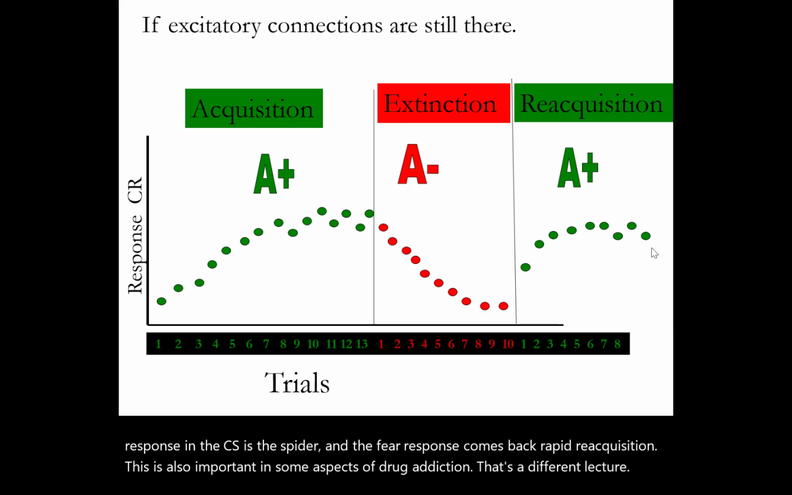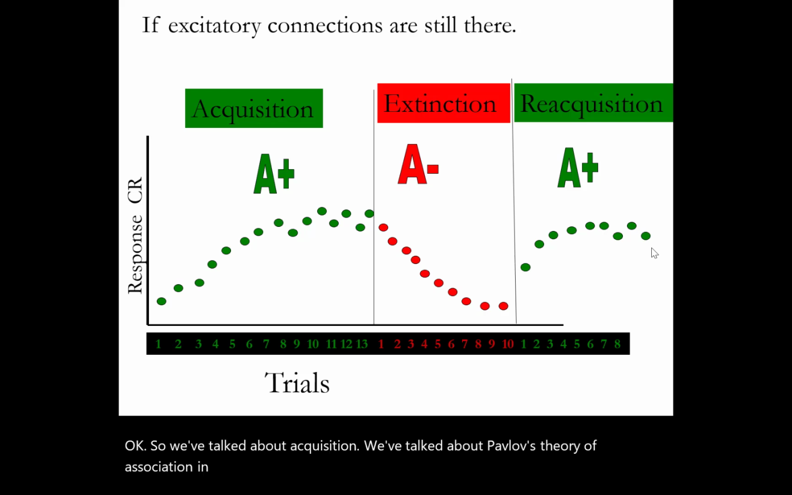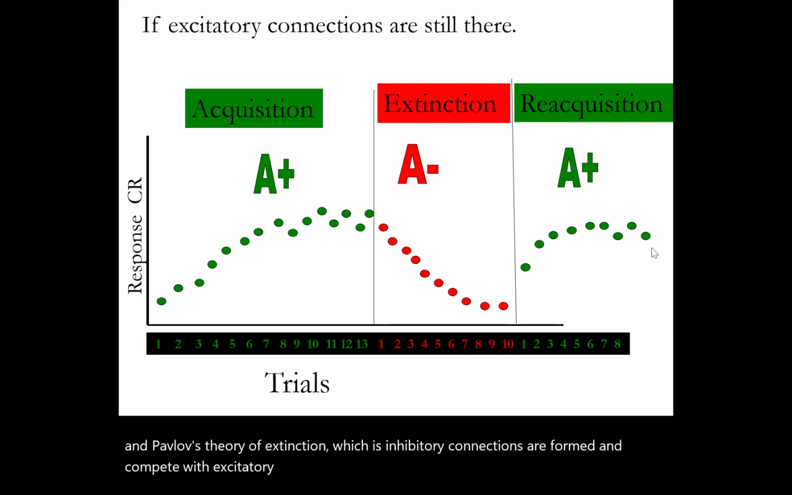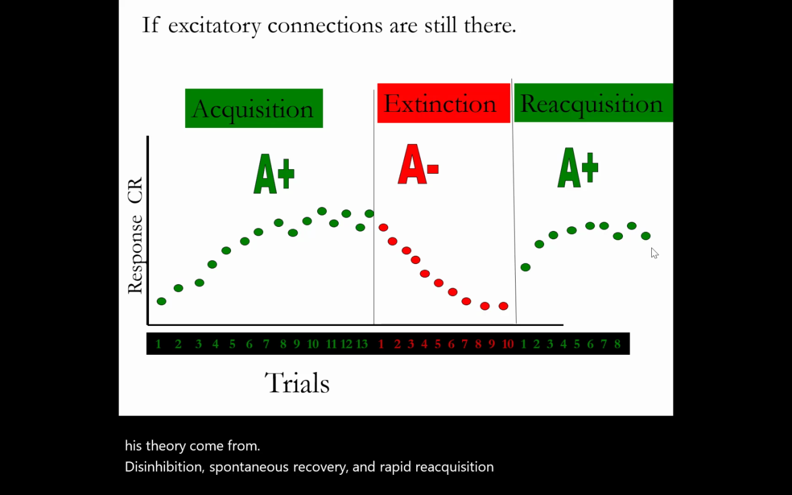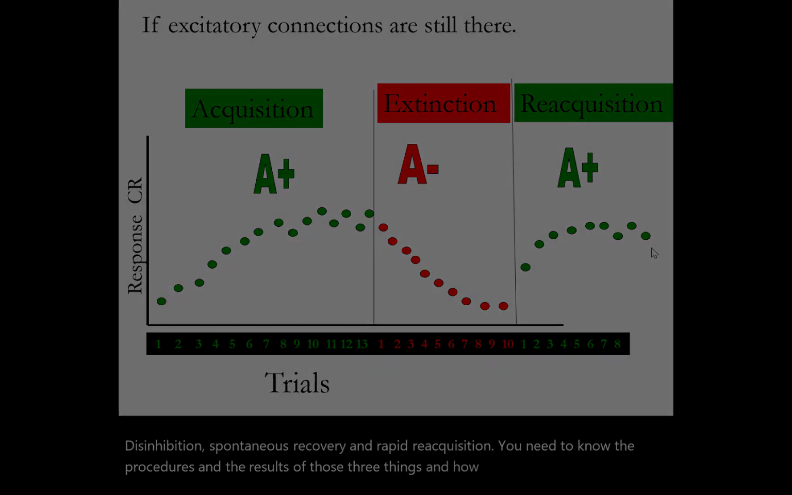Okay, so we've talked about acquisition. We've talked about Pavlov's theory of association in acquisition, excitatory. We've talked about the procedure of extinction and Pavlov's theory of extinction, which is inhibitory connections are formed and compete with excitatory associations that were created in acquisition. And support for his theory comes from disinhibition, spontaneous recovery, and rapid reacquisition. You need to know the procedures and the results of those three things and how they inform us about Pavlov's theory.